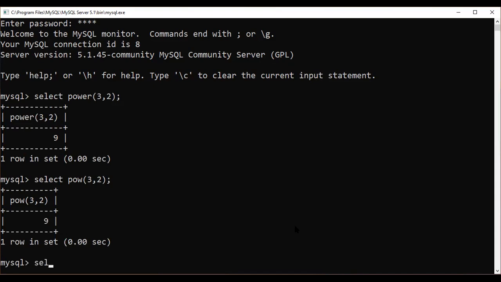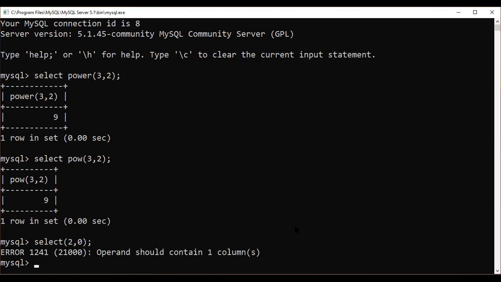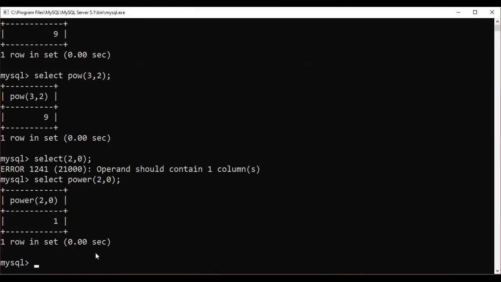One more example. Select 2, 0. 2 raised to 0 means what? You got the output as 1. Sorry, I didn't mention the function. Select power 2, 0. So you got the output as 1. So power returns the power of x, that is, the first number raised to the second number.